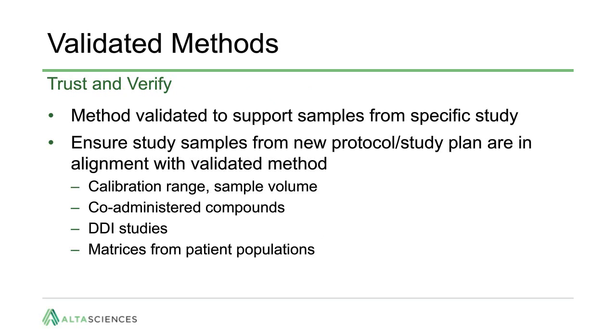When a validated method is presented as an option, the thought that comes to mind is trust and verify. A method is developed and/or validated at a specific time in the development program to support a specific study. With every new study, there needs to be a verification that the study samples are in alignment with the method. Basic verifications include the suitability of the calibration range, the available sample volume, any impact of co-administered compounds. For drug-drug interaction studies, is there any metabolism that can impact the performance of the methods?